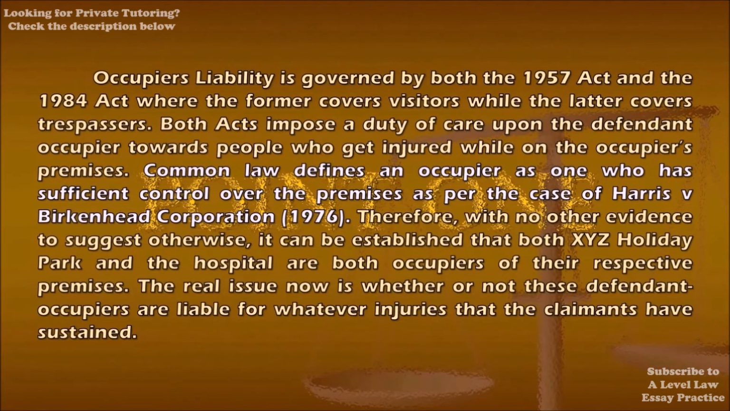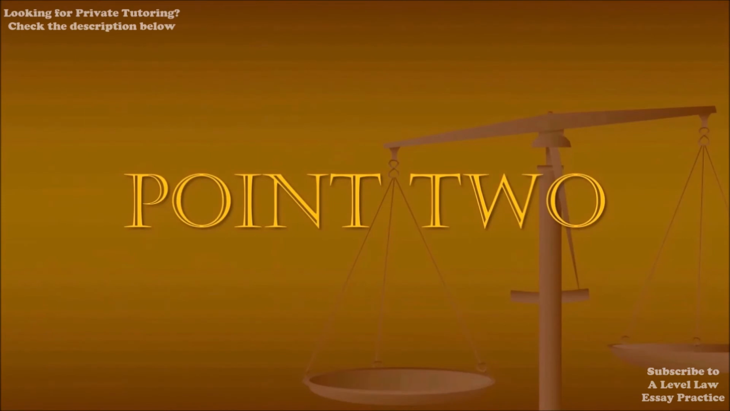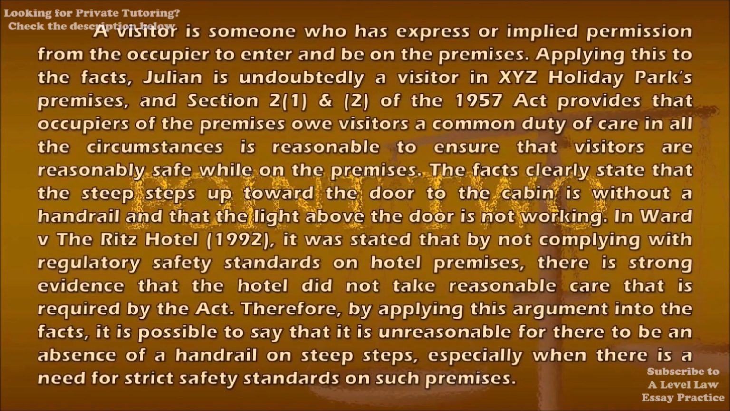Common law defines an occupier as one who has sufficient control over the premises, as per the case of Harris v. Birkenhead Corporation, 1976. Therefore, with no other evidence to suggest otherwise, it can be established that both XYZ Holiday Park and the hospital are both occupiers of their respective premises. The real issue now is whether or not these defendant occupiers are liable for whatever injuries that the claimants have sustained. Point 2, body paragraph 2.